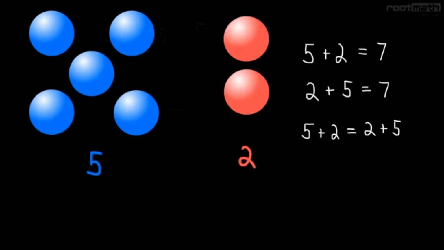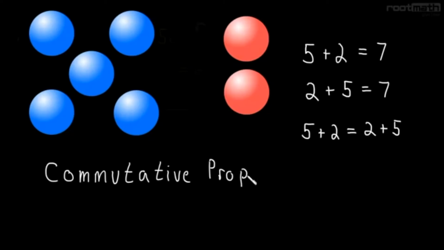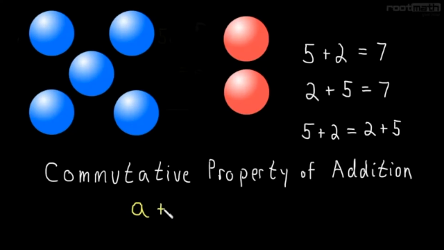And this is a really important property of addition. It's called the commutative property of addition. And it says that if we have any two numbers, a and b, then a plus b is equal to b plus a. So it doesn't matter which order we add two numbers in.